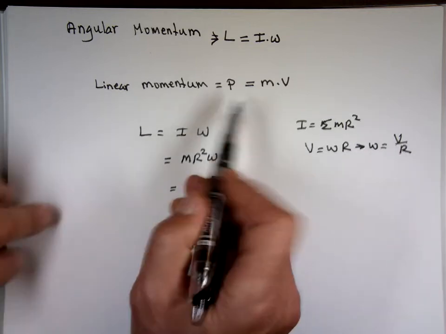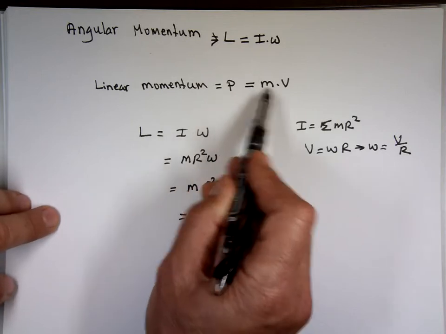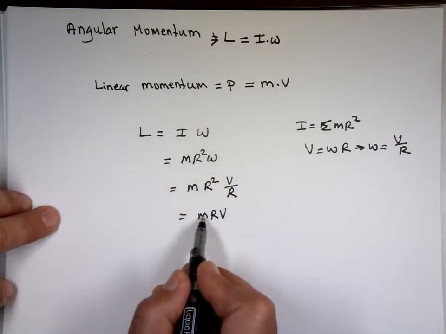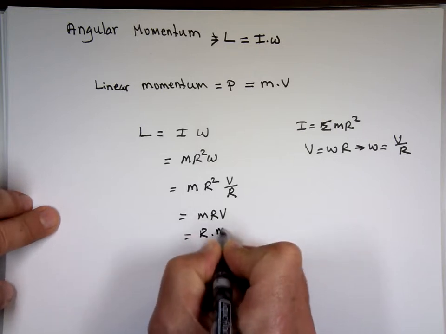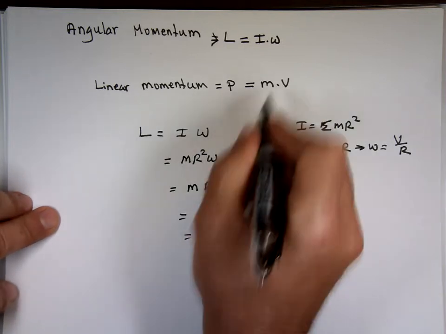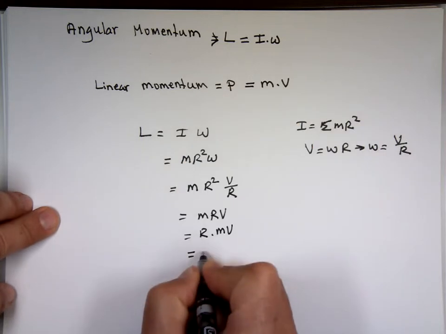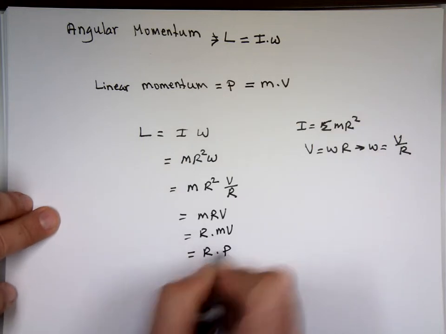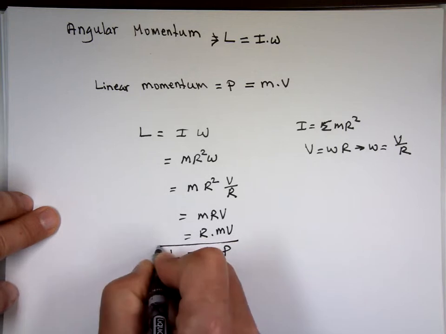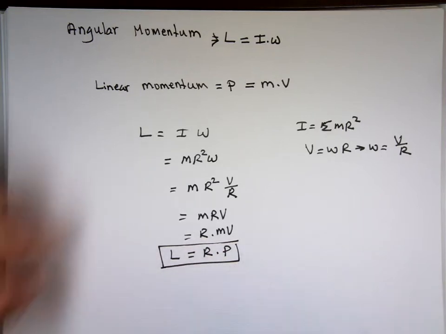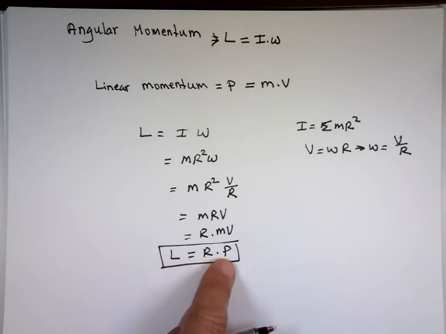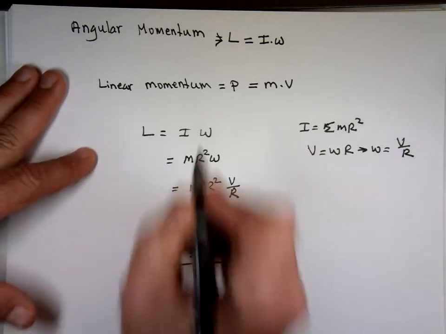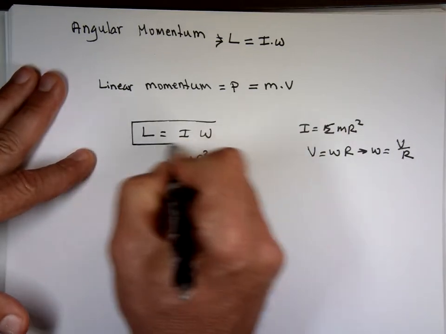What is linear momentum? Isn't that m times v? So if you take the m and the v, you can rewrite that as R times m times v. What's m times v? That's linear momentum. So R times P. So there is a relationship between angular momentum and linear momentum. Angular momentum is equal to R times the linear momentum. And that's the derivation behind it. Angular momentum is also I times W.